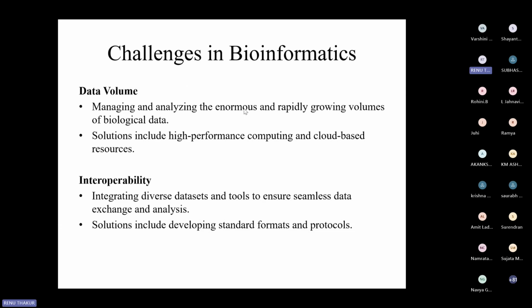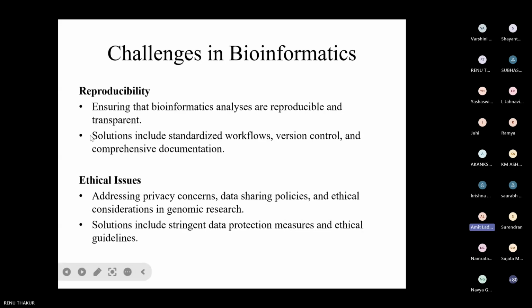Yes. So Amit, you wanted to add on something? No, sir. No, sir. Yeah, thank you.